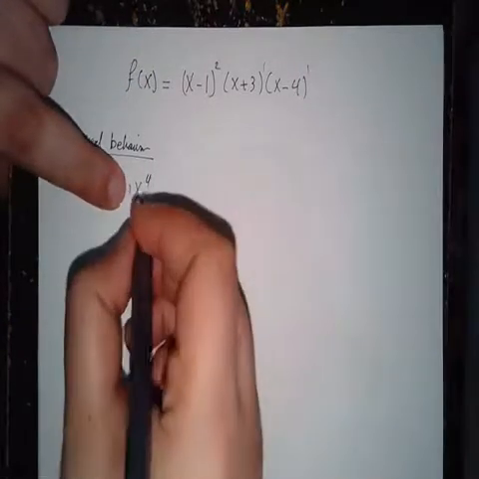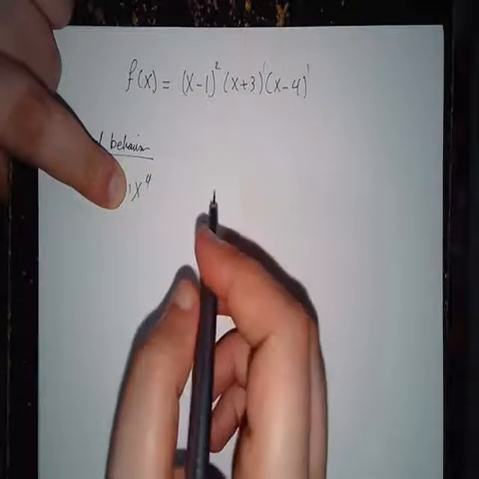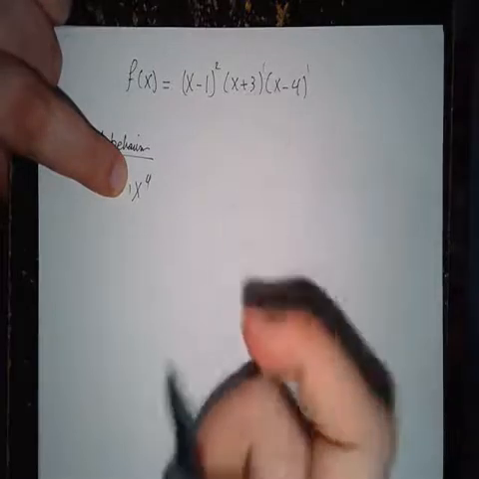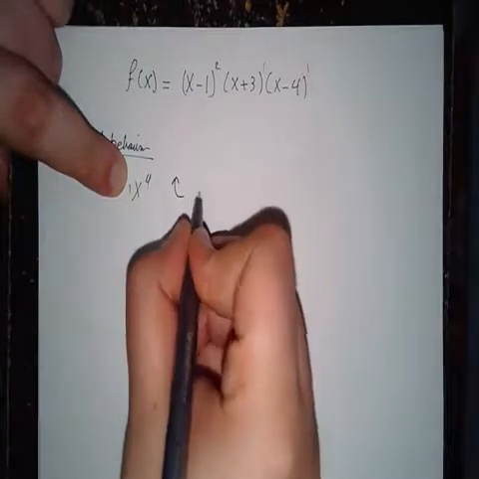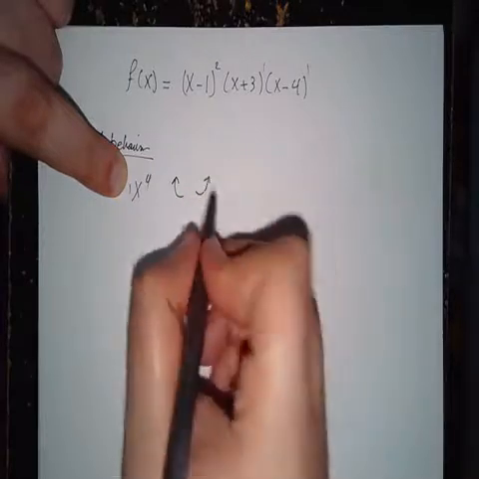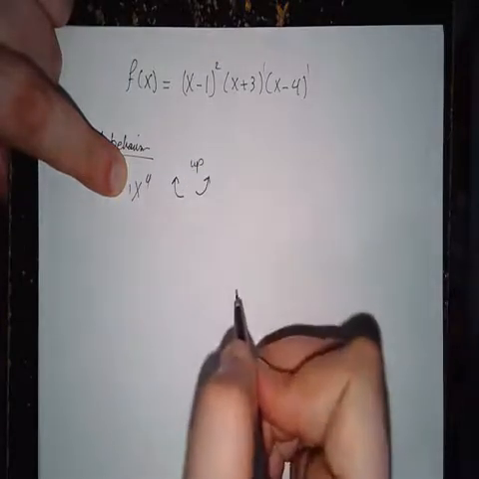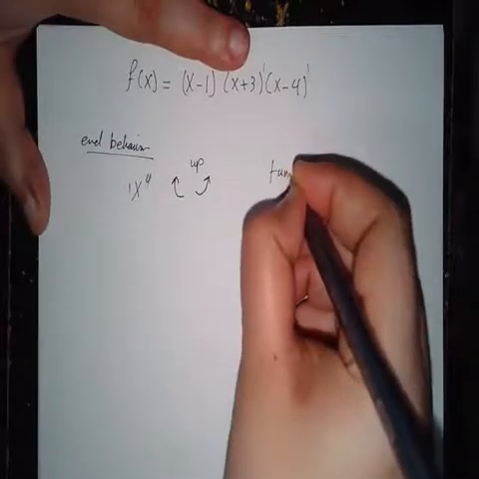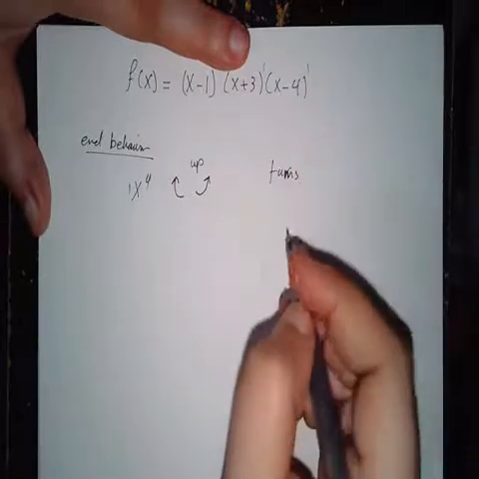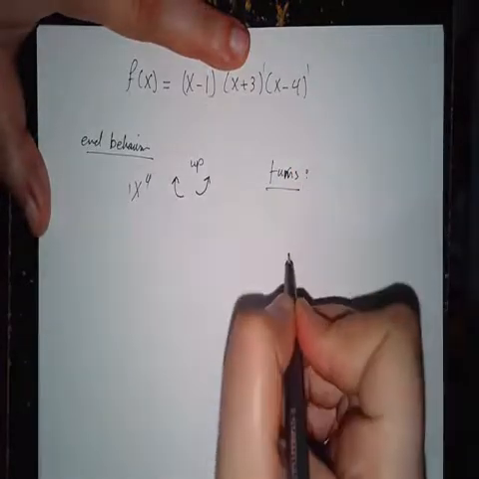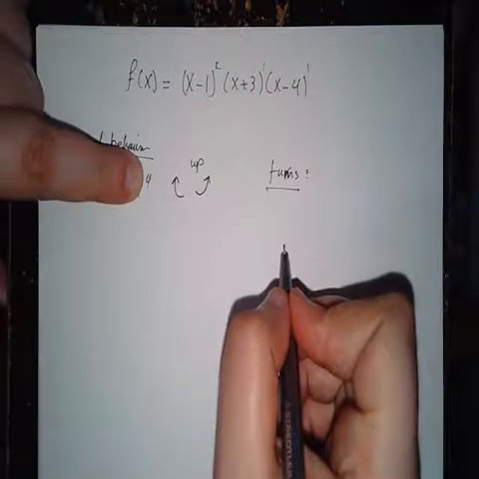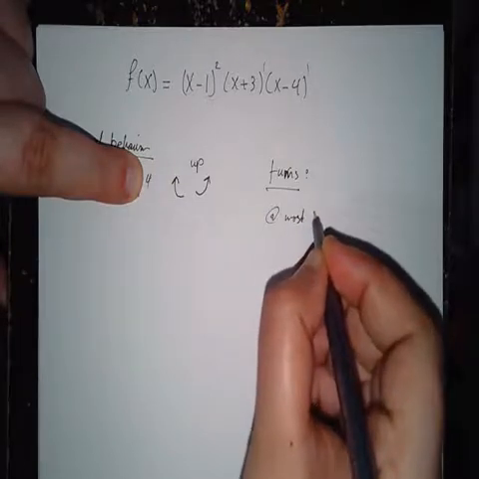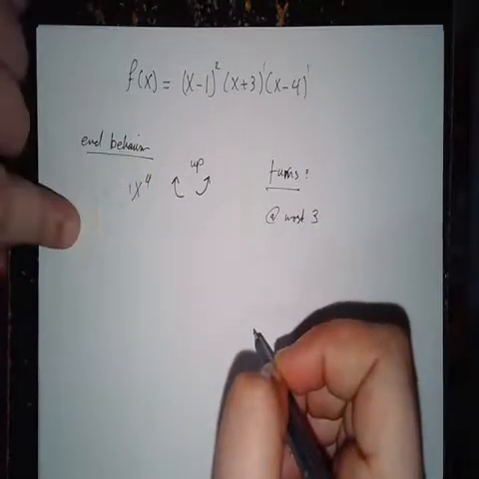Now, the power is even. That means both ends are going to be pointing in the same direction. And it's positive, so they're both going to be pointing up. So I'm just going to draw it like this. Two arrows pointing up for both of them. Okay? So that part's done. Now, how many turns am I going to have? Okay, so we have what degree? 4th. So that means it's at most what? 3, right? 1 less. Done. That part is done too.